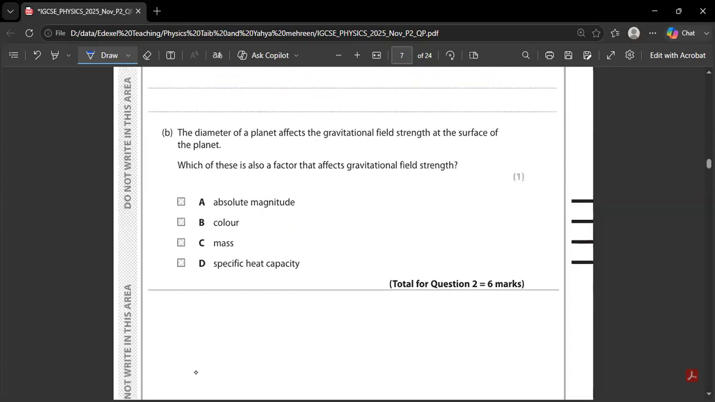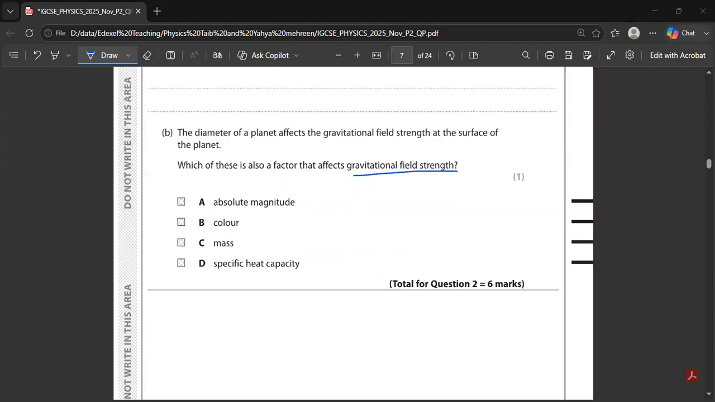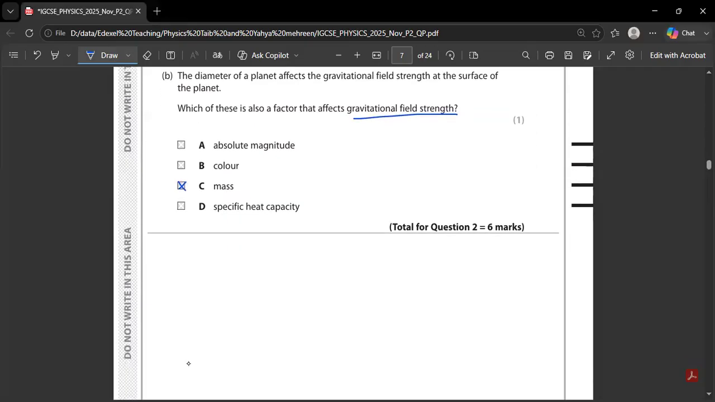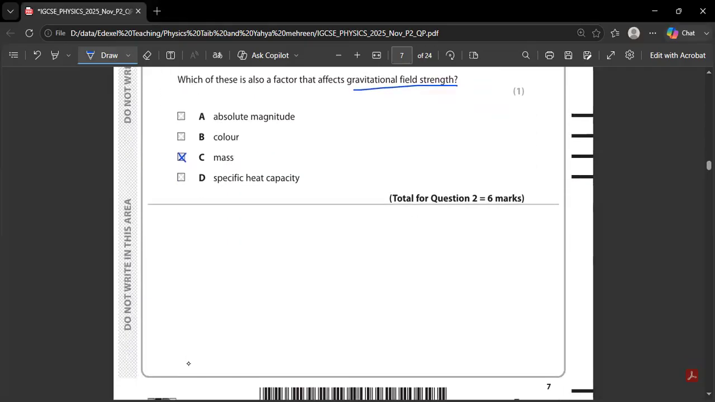The diameter of a planet affects the gravitational field strength at the surface of the planet. Which of these is also a factor that affects gravitational field strength? Gravitational field strength can only be affected by mass or by color. It should be mass, right? Okay. The heavier the mass, the greater the gravitational field strength will be.